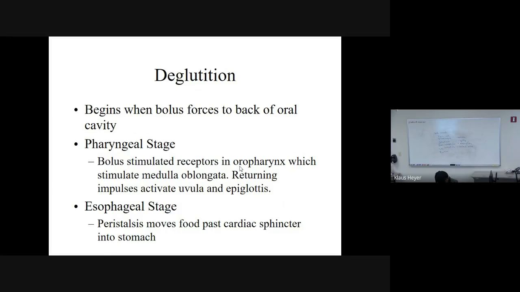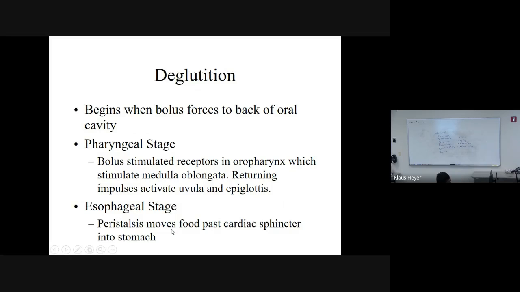So you've got cranial nerves that are going to the medulla oblongata, and then you've got other cranial nerves coming back down to your stomach and your esophagus and stuff. I didn't write them. I think it's like the 9th. If I didn't put it here, I'm not going to test you on it. This is the 9th, I think, glossopharyngeal nerve. That cranial nerve is hooked up to your medulla oblongata.